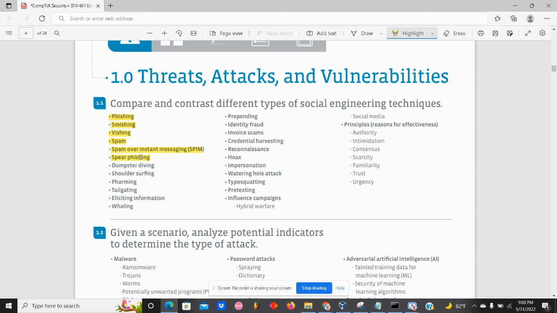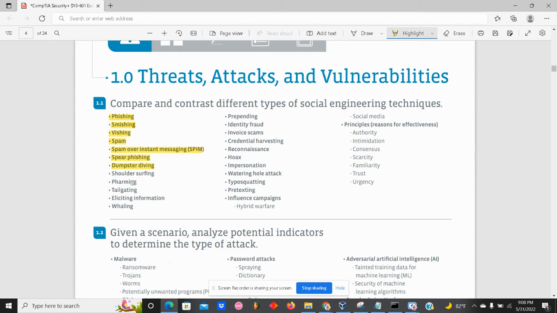Spear phishing. Spear phishing is very different than normal phishing. Phishing is just sending a malicious email to everyone, whereas spear phishing actually sends the malicious email to a specific set of individuals. Mainly it is used, for example, by sending it to an HR department only or only the cybersecurity department.